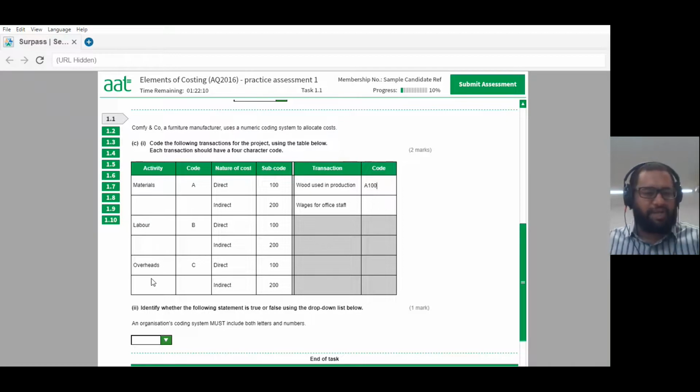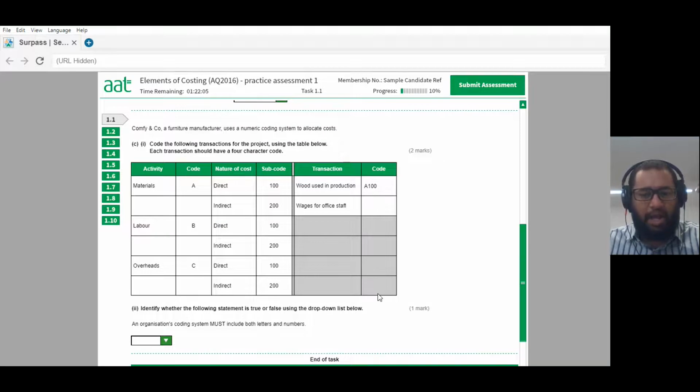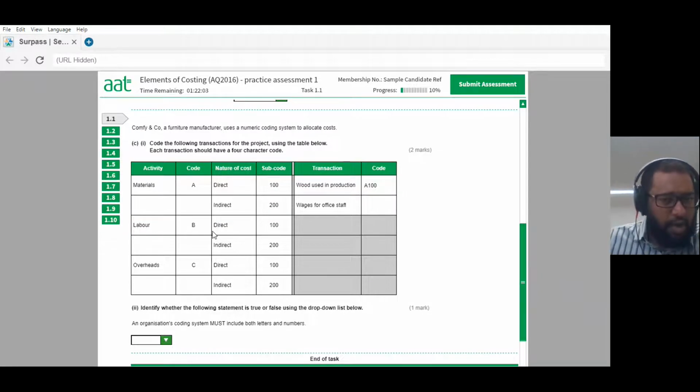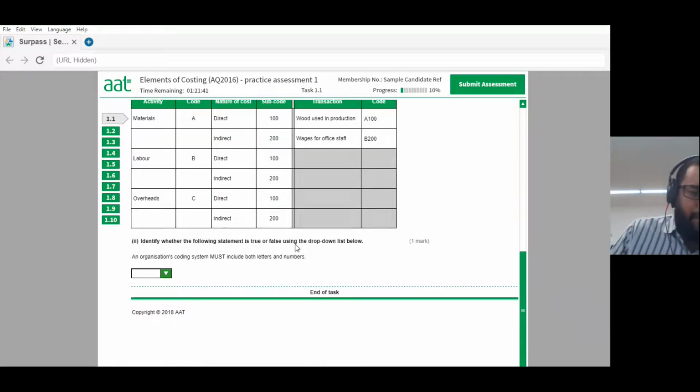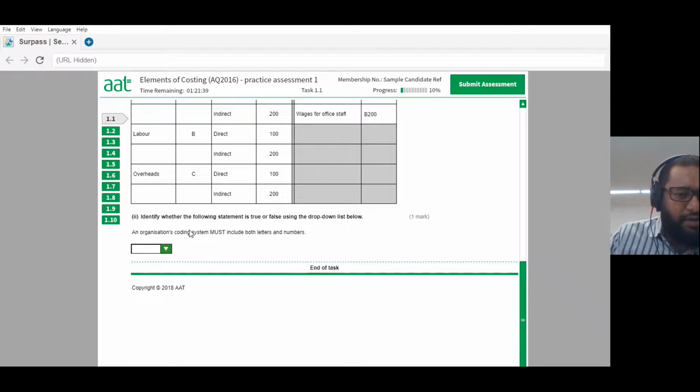So the wages for the office staff is going to be a labor, and it's possibly going to be an indirect labor, because therefore B200 will be your answer. Because if that person works in the production, it will be B100. So if that labor is going to be direct, it will be B100. But if the staff work in the office, they're still labor, but they're going to be indirect labor.